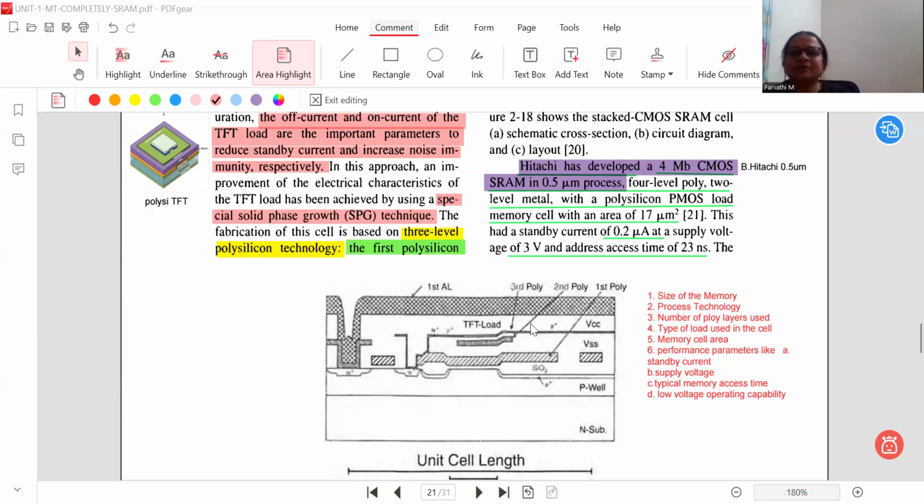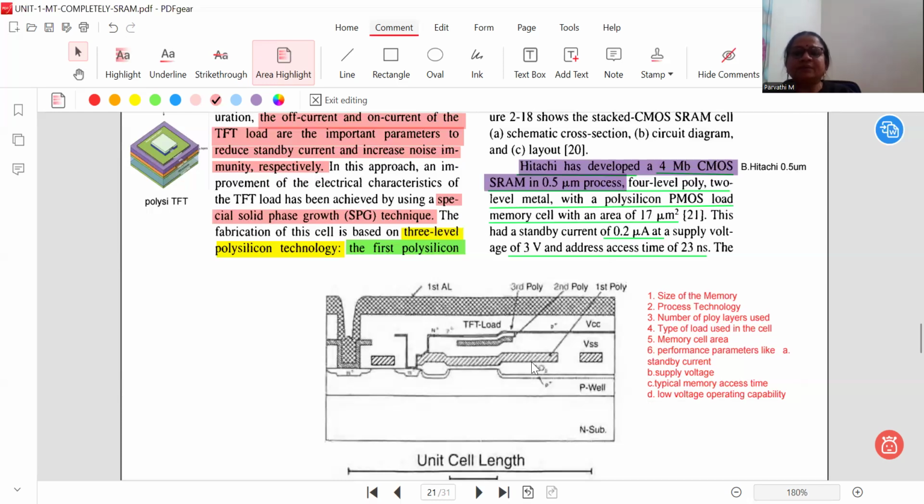So the first parameter is the size of the memory. The size of the memory is 1 MB or 4 MB or 16 MB, like that. What is the size of the memory that is to be fabricated? Then what is the process technology that is to be taken for the fabrication, like 0.5 micron meter or 0.8 micron meter. Then the number of poly layers. As we just saw, three poly layers are seen in this 4 MB SRAM construction. So how many poly layers is it taking?